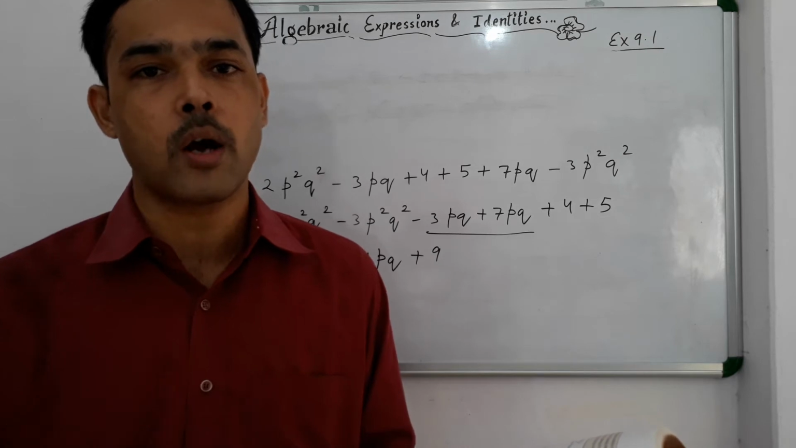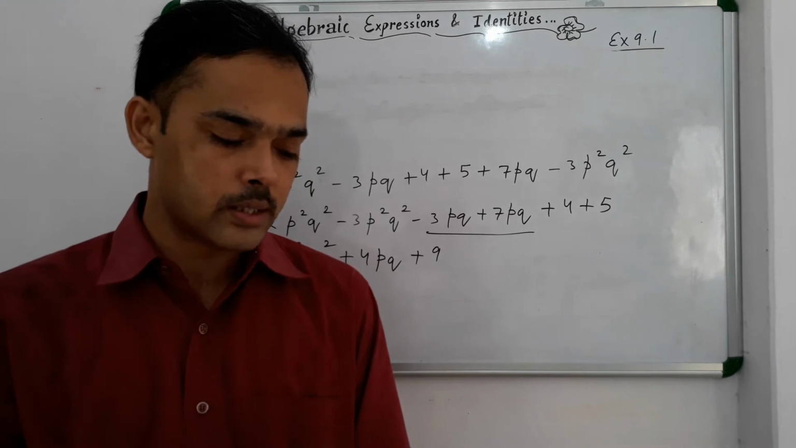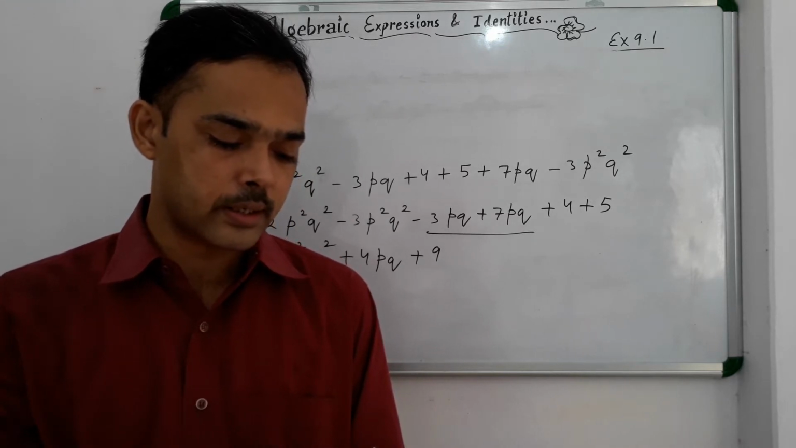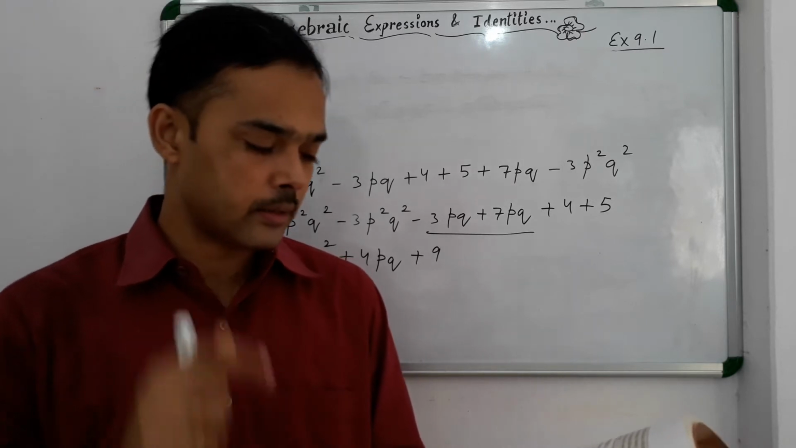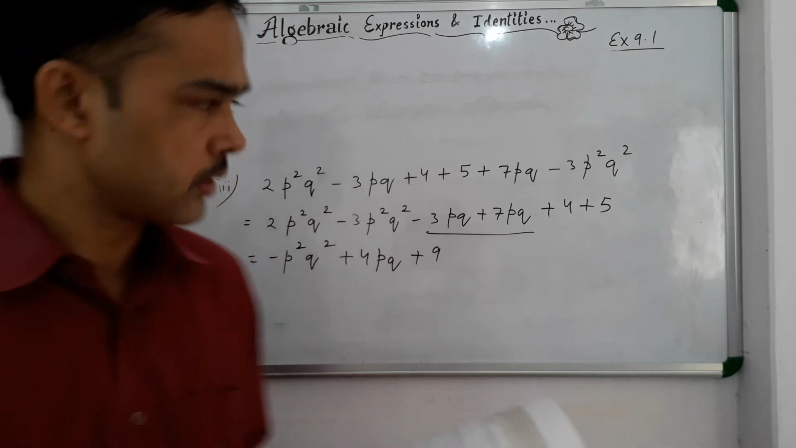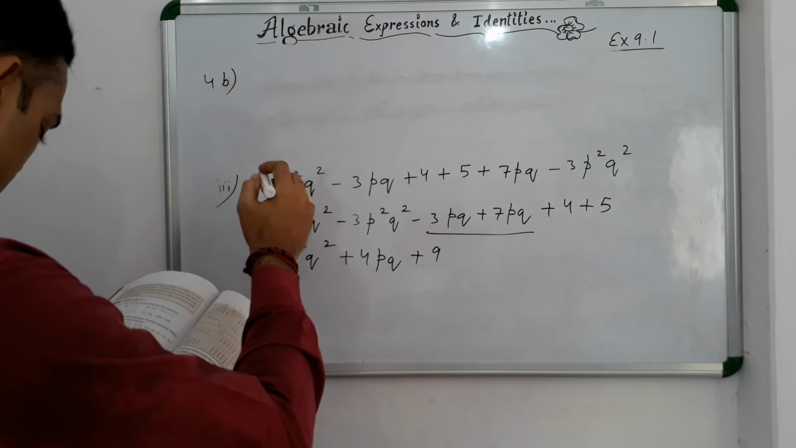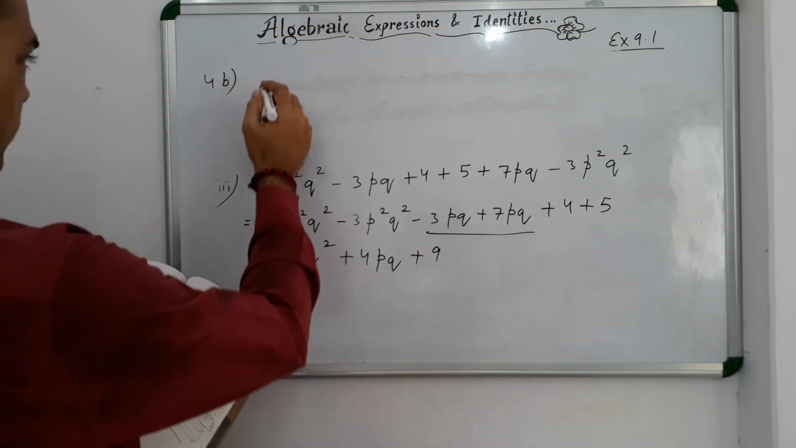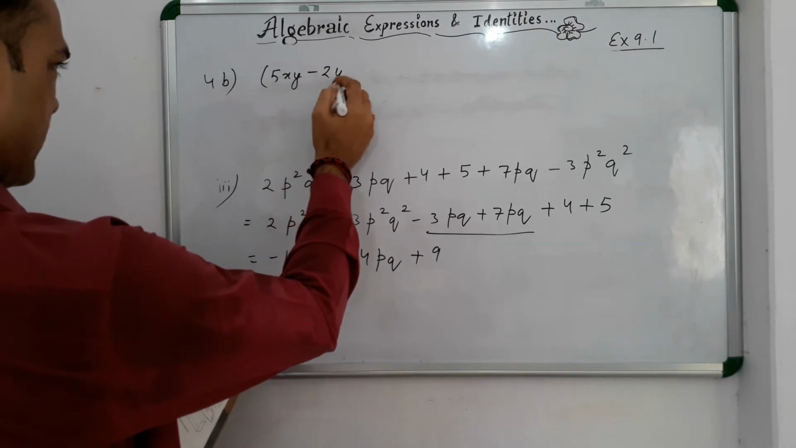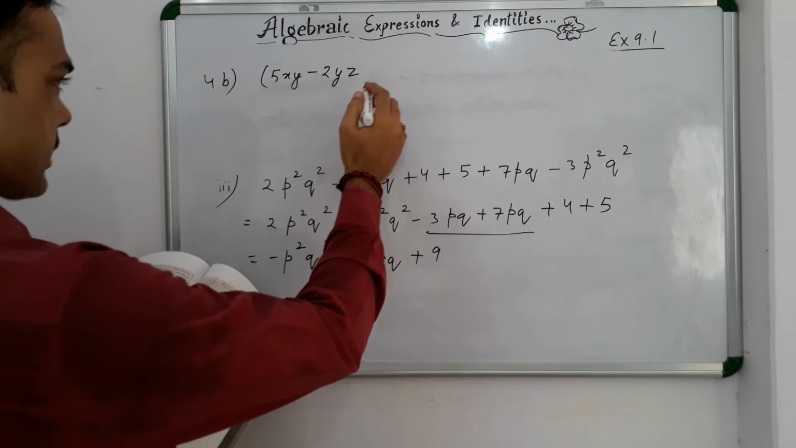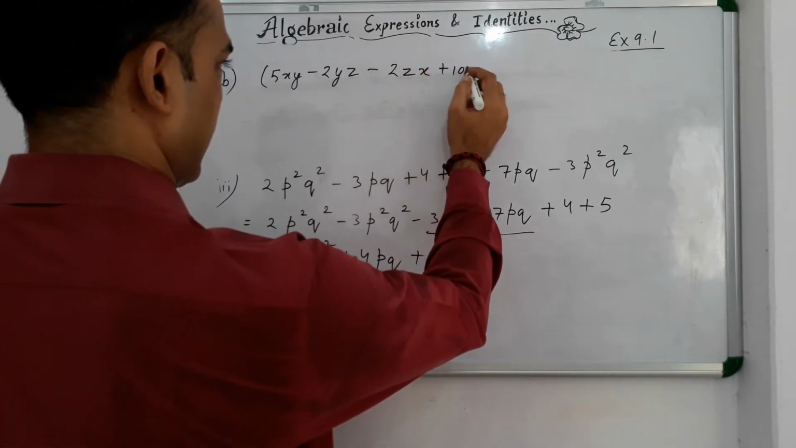We get fruit from a tree, so it means that the tree is bigger. In the same manner over here, when you are seeing subtract this, that is 3xy, one expression from the other, so that other will be written first and the first one will be written at last. So that is why I am writing this 4b, and if you observe in the question, you will find I have written 5xy minus 2yz minus 2zx plus 10xyz.